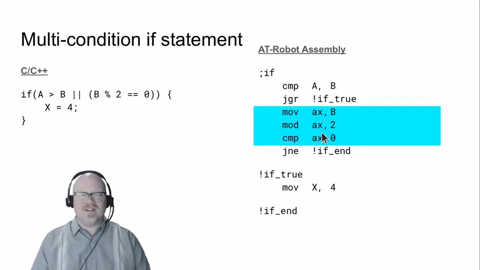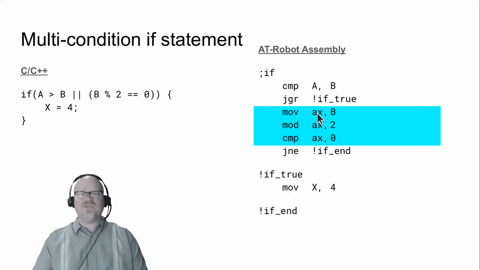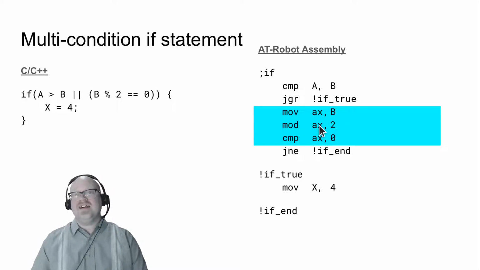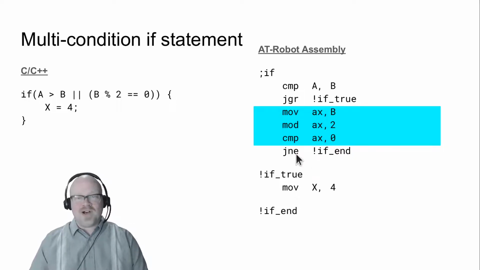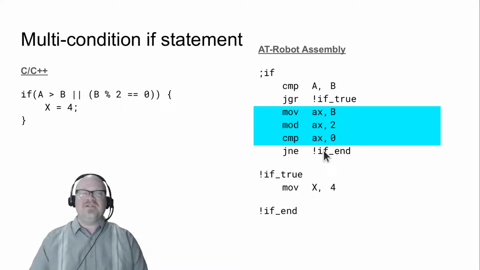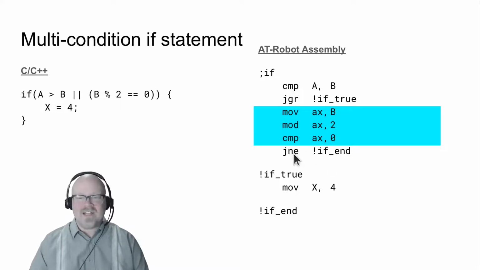This is where we can get great use out of these registers. So I take a copy of that variable B and put it into the AX register, assuming that I'm not using the AX register for something else. Then I can do modulus by 2 directly on the value in the AX register, after which I'll compare to see if that remainder is 0 or not. And in this case, notice I'm going to jump on the not equal condition. So this is me saying jump down to the end of the if, if B mod 2 is not equal to 0.